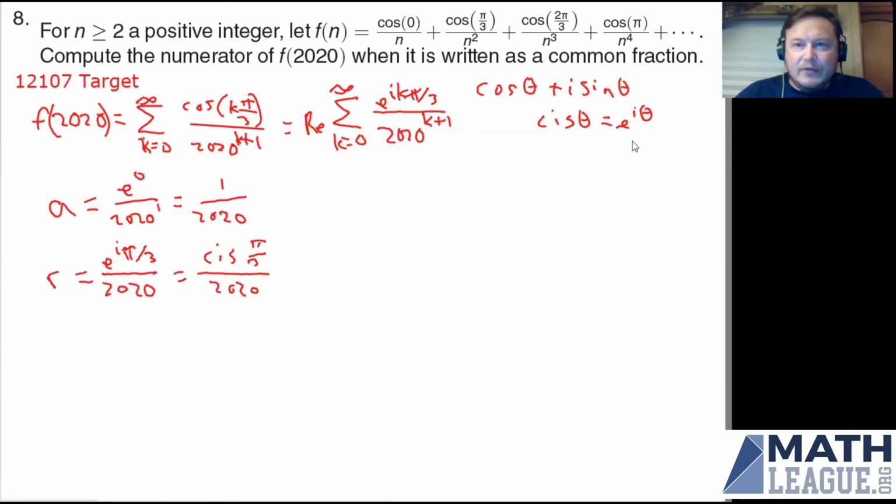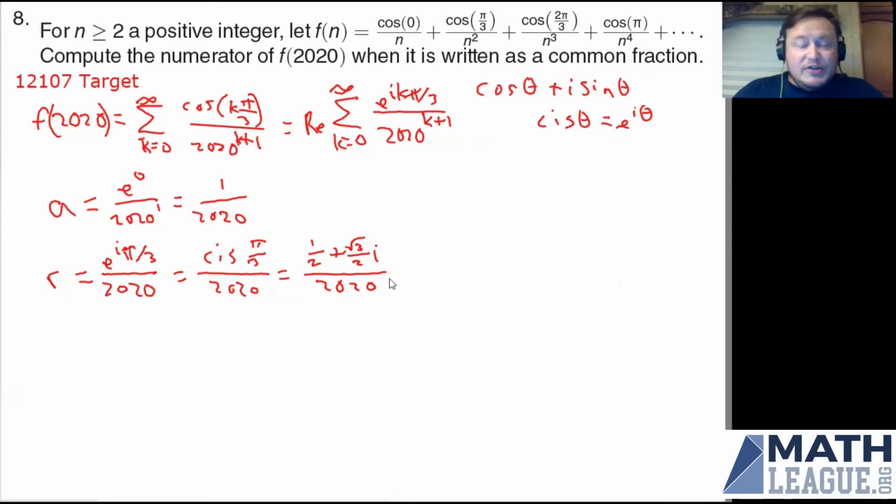This is called de Moivre's formula, by the way, or de Moivre's theorem. Make sure you are aware of that because this is very helpful, as you'll see here in problems such as this. Okay, so we've got that as cis pi over 3. Now, cis, of course, is cosine of theta plus i sine of theta. So I can rewrite this as the cosine of pi over 3, which is 1/2, plus i times the sine of pi over 3, which is i times root 3 over 2. And that gives us a numerical value for our ratio.